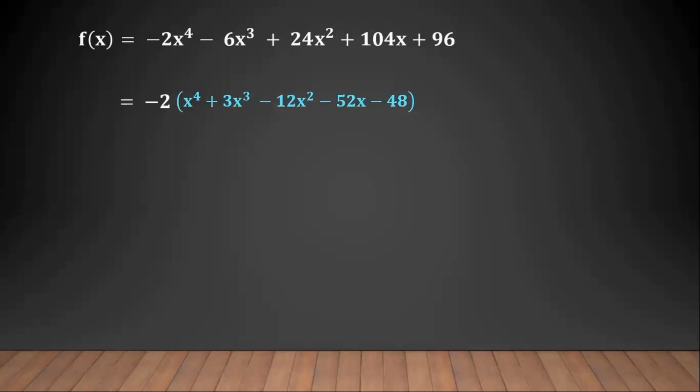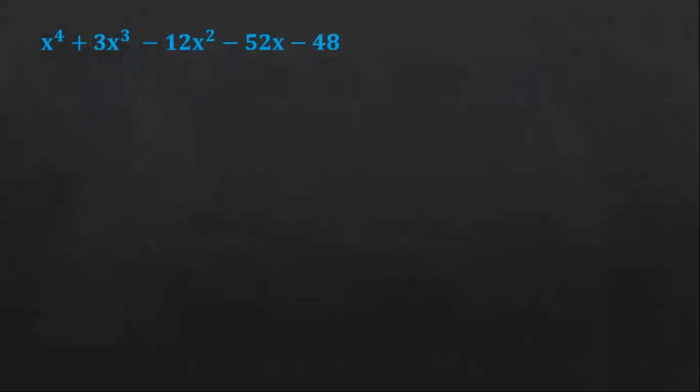The overall idea here is that I'm going to peel off linear factors from the function one by one. As I do so, the part I'm working on is going to get smaller and smaller. So this first step is actually going to be the longest. So I need to factor x to the fourth plus 3x cubed minus 12x squared minus 52x minus 48.